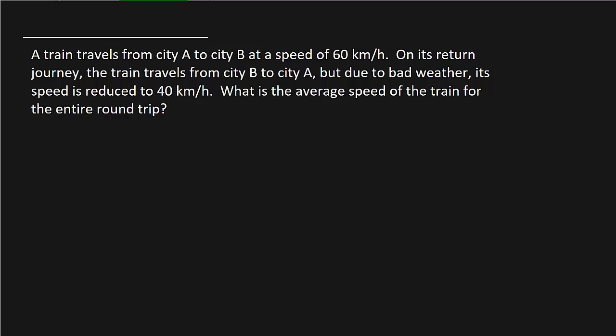All right, so let's see what it says. It says a train travels from city A to city B at a speed of 60 kilometers per hour. On its return journey, the train travels from city B to city A, but due to bad weather, its speed is reduced to 40 kilometers per hour. What is the average speed of the train for the entire round trip?